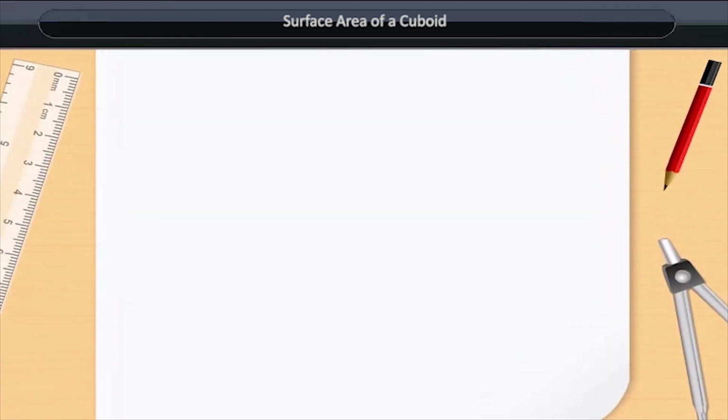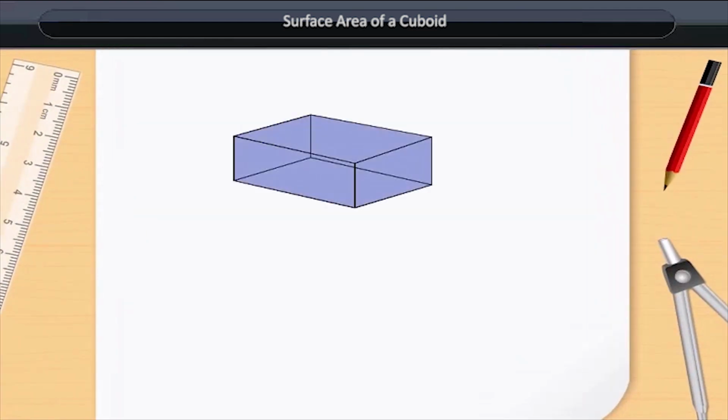Surface area of a cuboid. A cuboid is made up of 6 rectangular faces.